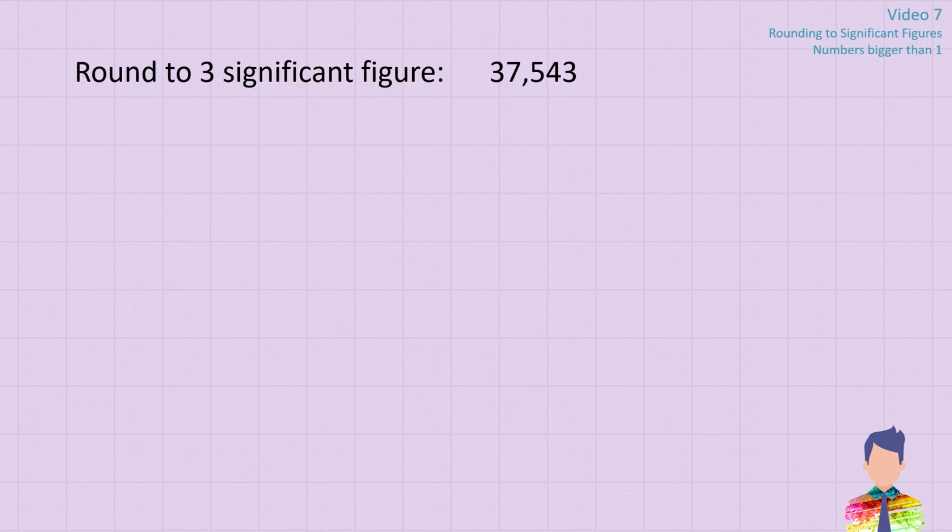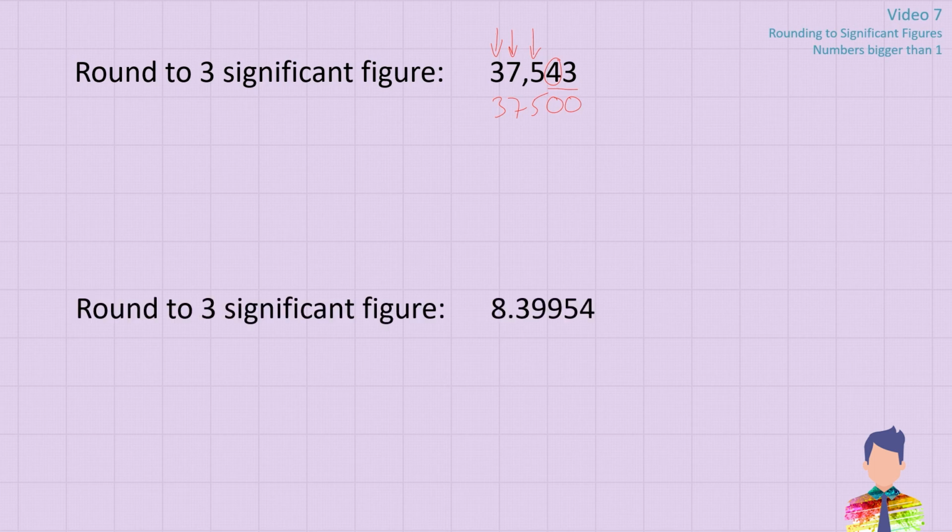Rounding to three significant figures. So again, as with 2, that's our first, that's our second, and that's our third. So we're looking at converting these to zeros if we can. 4 is in the bottom half, so we can replace that with zeros. And so our 3, 7, and 5 stay as they are. So we'd round that to 37,500.